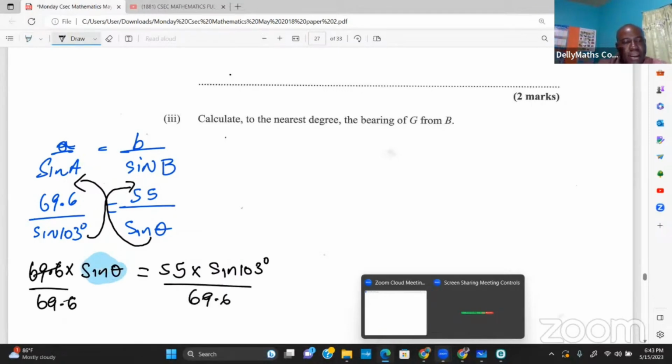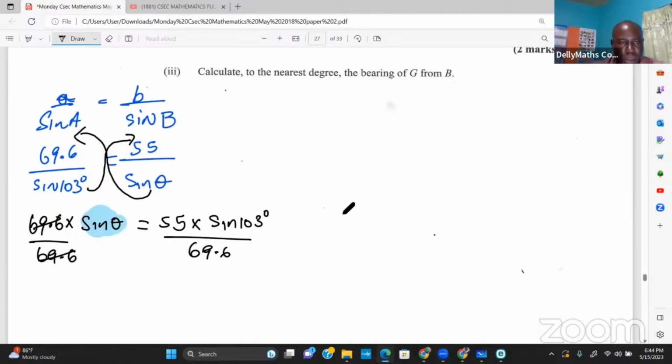And then from there, we can use a calculator to take us out. Let's go. So what are we talking about? 55 times the sine of 103. We want to divide that by 69.6. All could go on your calculator at once. And so, all right, let me put it right here. So the sine of the angle is this value. The sine of the angle gives us this.